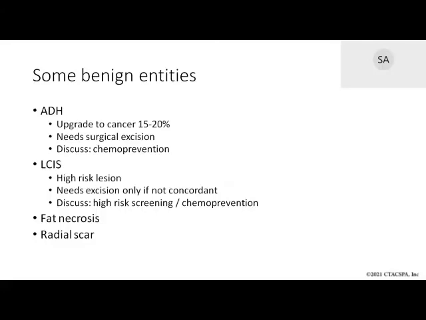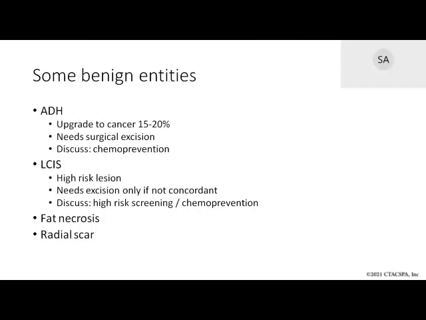atypical ductal hyperplasia. Anytime you see atypia, you want to excise it. Upgrade to cancer for those is usually quoted as 15 to 20%, and that means that the cancer lives next to that atypical ductal hyperplasia, not that atypical ductal hyperplasia turned into cancer. So excise these when you see them, and these are high-risk lesions. The patient's lifetime risk for future cancer is higher, even if it came back just as ADH after surgery, so you can discuss chemoprevention with these patients.